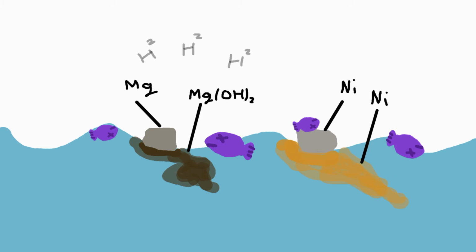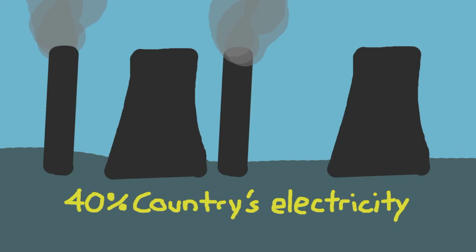Many fish in the river have also been found dead from high levels of metal pollution. The coal mine and thermal power plants are responsible for providing around 40% of the country's electricity, making them important parts of the country.